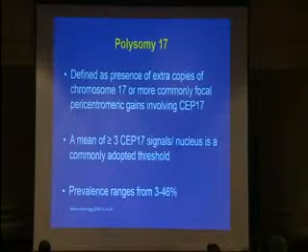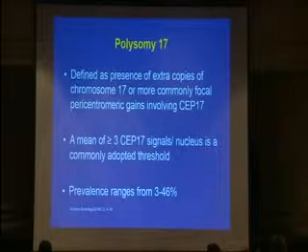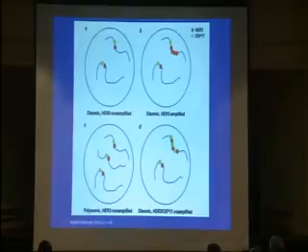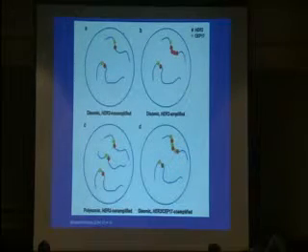If you see the definition, the more adopted threshold is if you see 3 or more signals per nucleus, then there is a potential that this tumor has polysomy 17. The prevalence again varies from 3 to 46%, and that just reflects that we do not have a standardized method to measure polysomy 17. So to simplify the concept, here's an example.